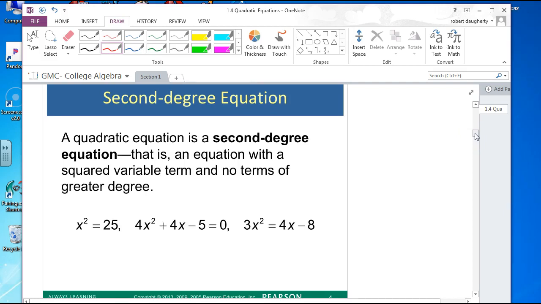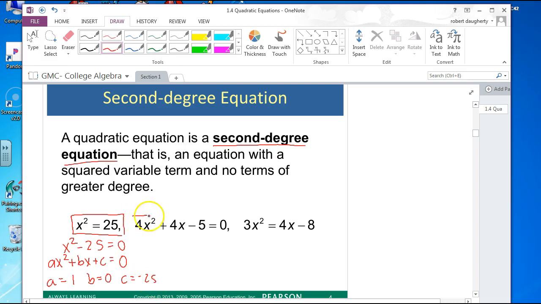Now we will also talk about the degree of equations. Later in the class, we're going to talk about polynomials and what their degrees are. We will also say here, a quadratic equation is a second degree equation because the highest exponent that you see is the exponent of 2. So if I write x squared minus 25 equals 0, and I'm trying to get it in the form ax squared plus bx plus c equals 0, here I know that a is equal to 1, b is equal to 0, and c is equal to negative 25.